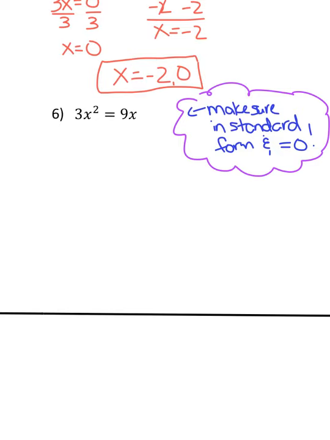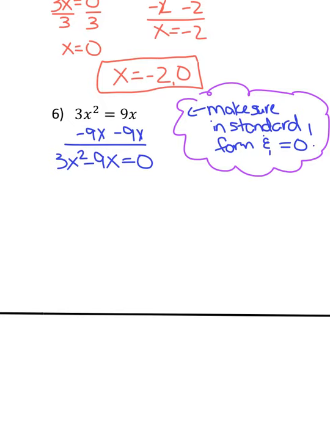Very similar to yesterday before we could do the square, or last week before we could do the square roots, we had to make sure that the square term was by itself. We had to isolate it. So when we're doing it from standard form, it has to be in standard form. So first thing I'm going to do is subtract the 9x from both sides. All right, so we have 3x squared minus 9x equals 0.